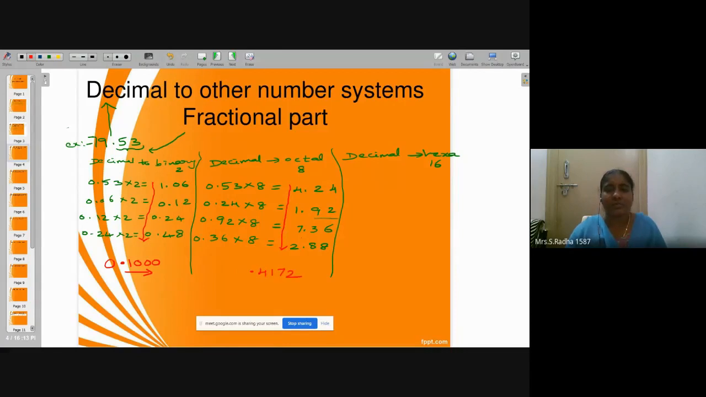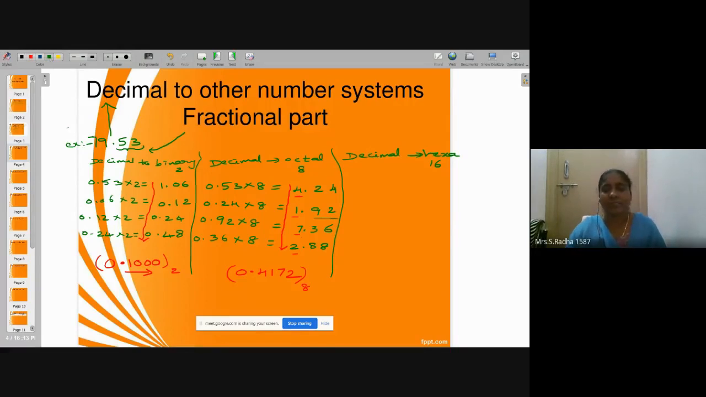So this 4, and then this 1, and 7, and 2. And in the top down approach you have taken it. This is the equivalent in the octal number system. This is the equivalent in binary representation. Only the fractional part we are taking and doing the conversion.